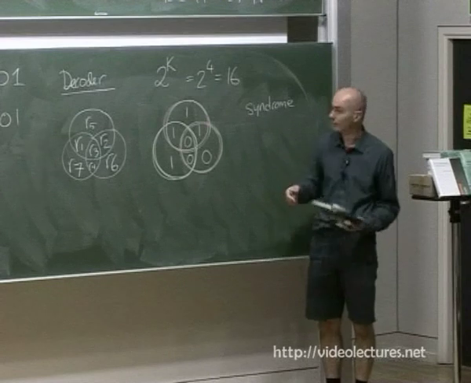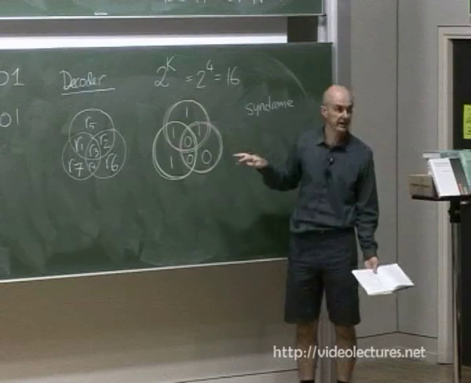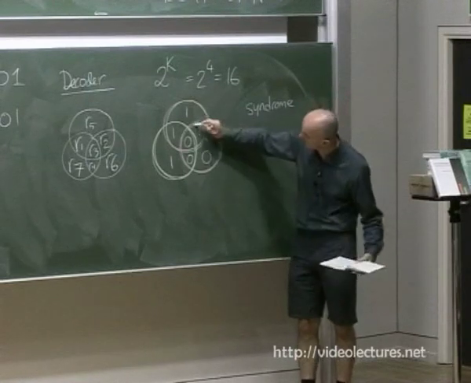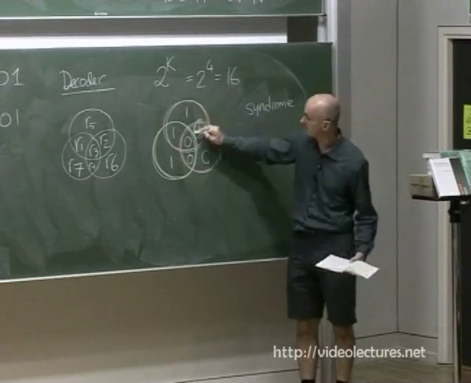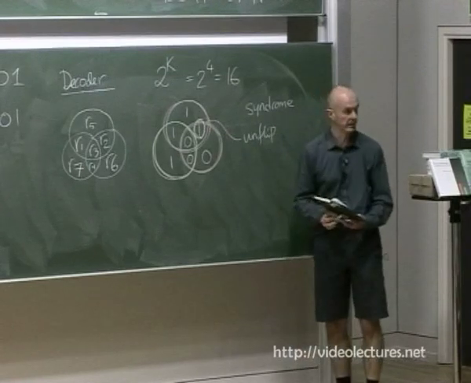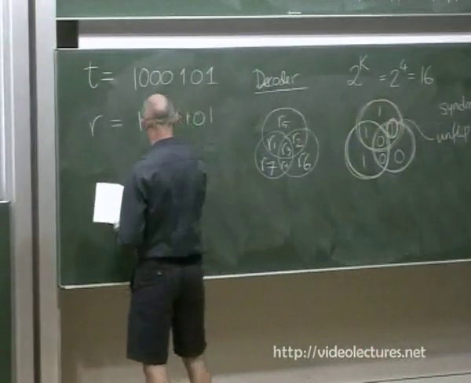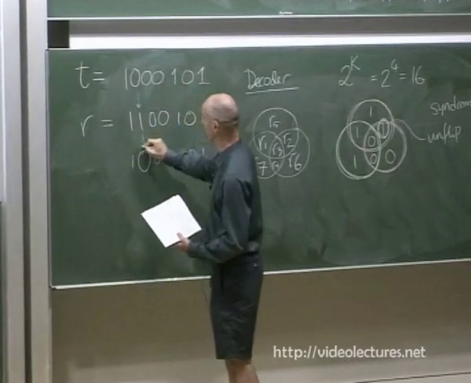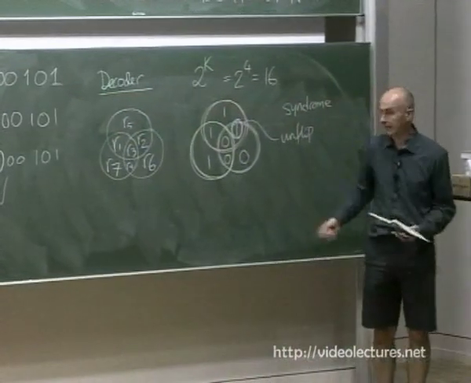Well, the decoding rule. The decoder says, find a single bit that lies inside all unhappy circles and outside all happy circles. And that is this one, because it's inside all the red and it's outside all the green. And then you say, unflip that one. Unflip the one bit that has that property. So we do that, and we get 1000101. So we've unflipped this, and we've solved the problem. In this case, we've got the right answer.